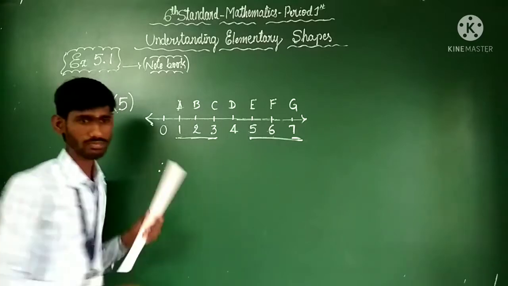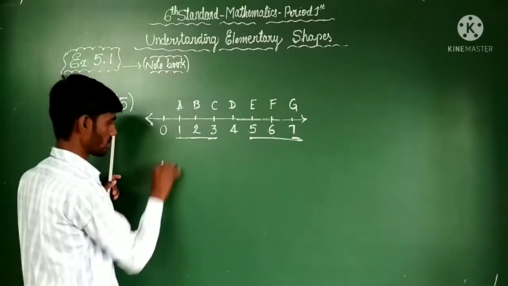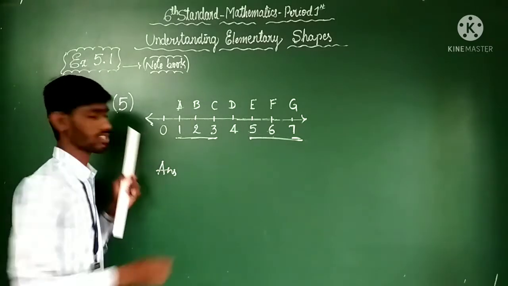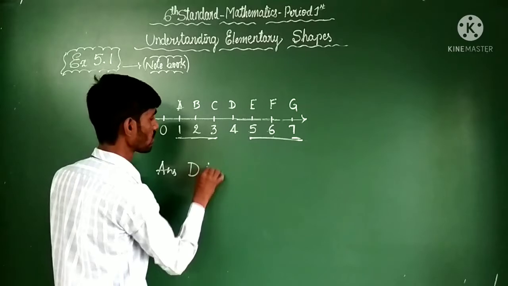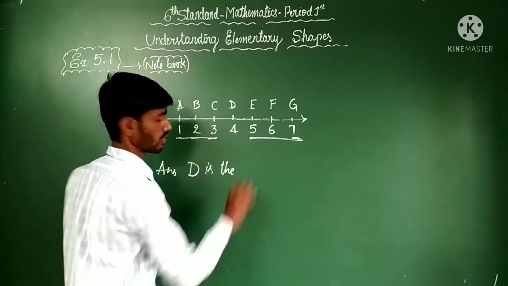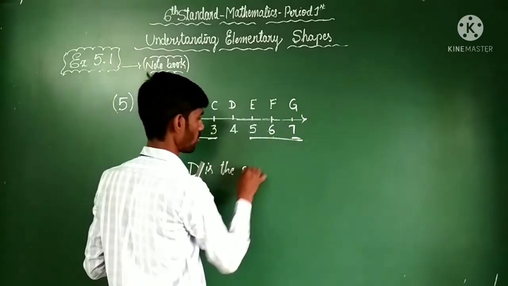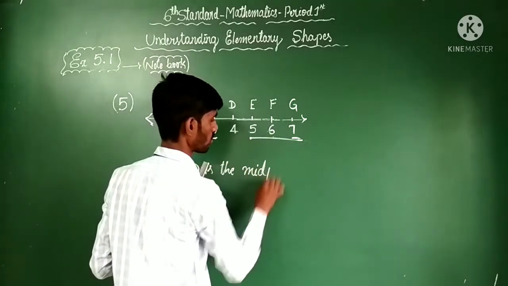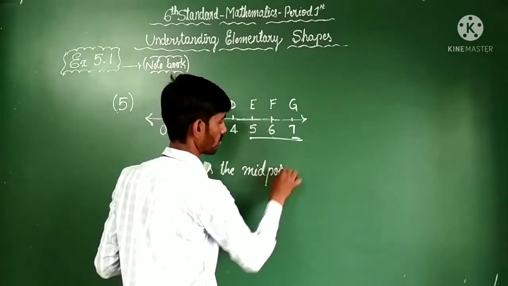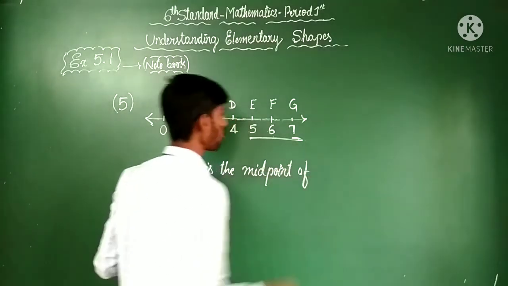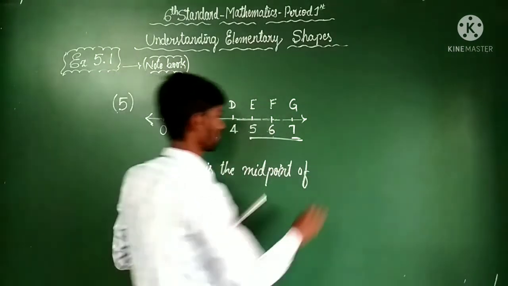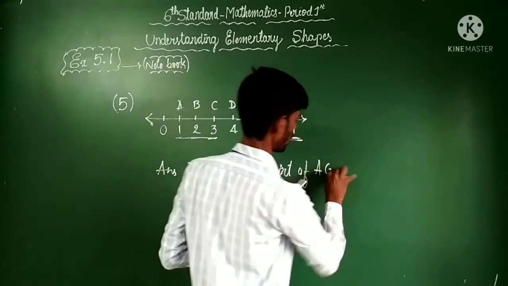Therefore, otherwise you may write the answer as you wish. D is the midpoint of AG. Clear?